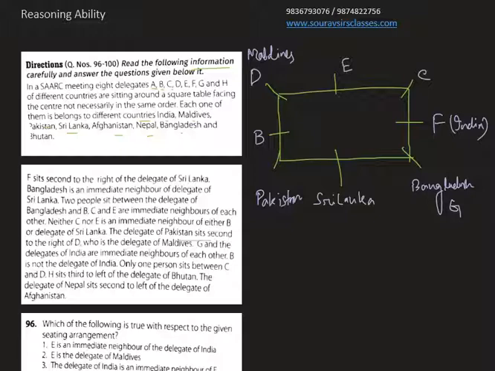And H sits third to the left of the delegate of Bhutan. If this is Bhutan, then H is third to the left. And if this is the position of Bhutan, then third to the left means this. That is, Sri Lanka is H. The delegate of Nepal sits second to the left of the delegate of Afghanistan. Therefore, we can say that this is Nepal and B is Afghanistan. And lastly, there is only one alphabet remaining, which is A, and this is Pakistan. So this is the required sitting arrangement.